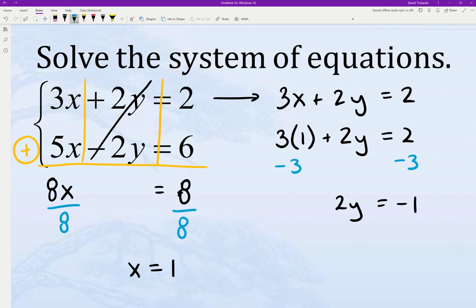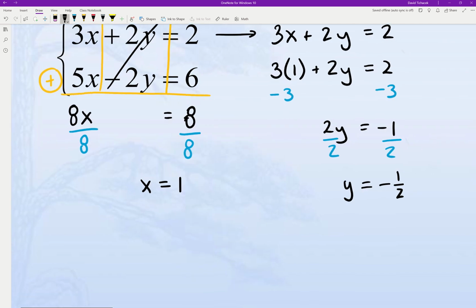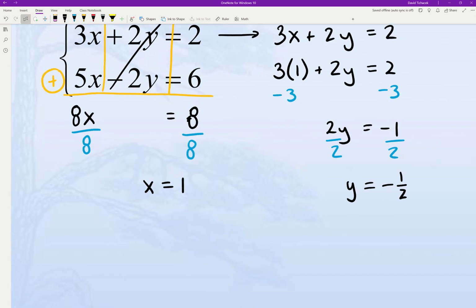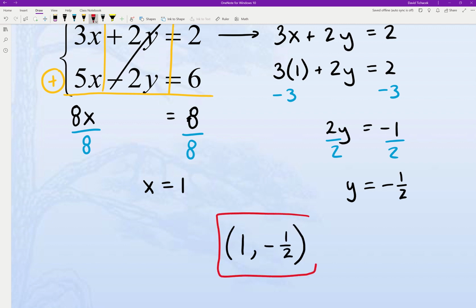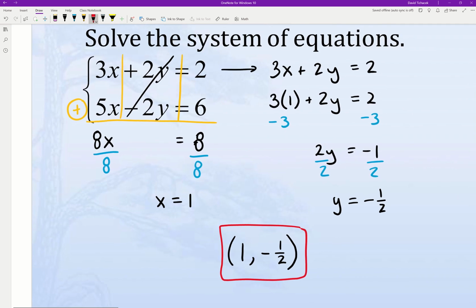And then finally, of course, dividing both sides by 2, I'm going to get y is going to be equal to a negative 1/2. Okay, and so once you have your value for both coordinates here, we're going to go ahead and write that as an ordered pair by saying 1, comma, negative 1/2, and then that completes the problem right there, okay? So again, when you solve a system by elimination, it's super easy to do if it's already ready to go for you.